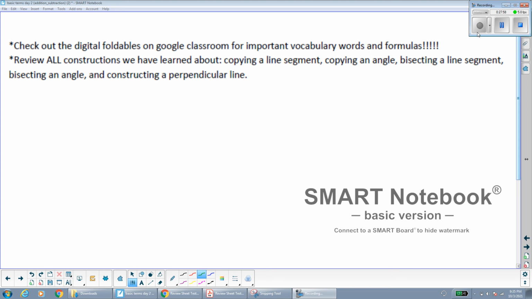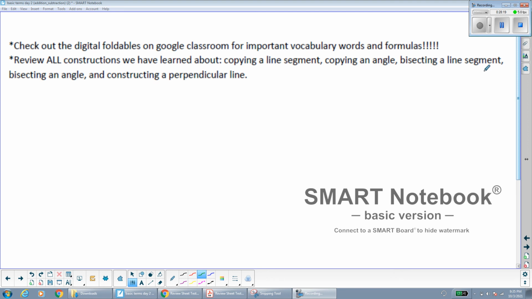And please review all the constructions that we've learned about. We've learned about copying a line segment, copying an angle, bisecting a line segment, bisecting an angle, and constructing a perpendicular line. Those are all the constructions from the construction packet, except for type 4, parallel line constructions. We're not seeing that one until after the first test.